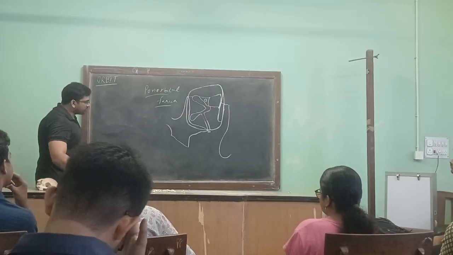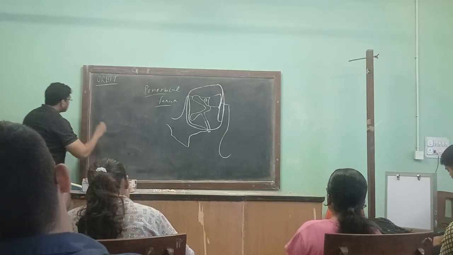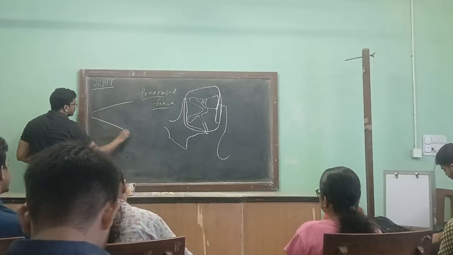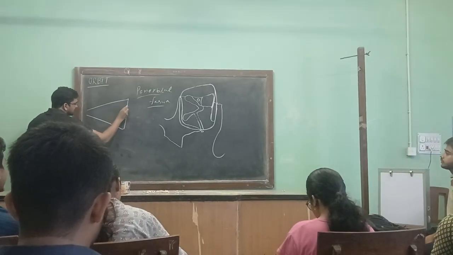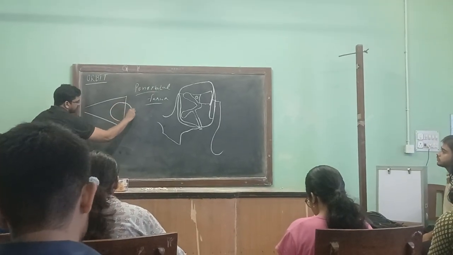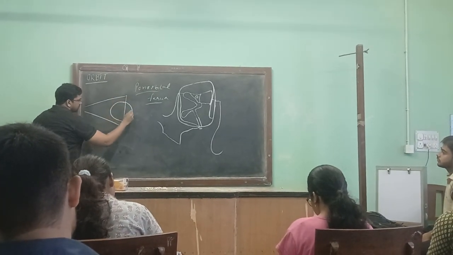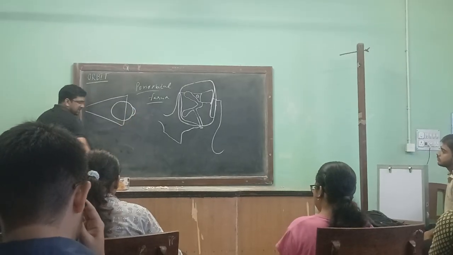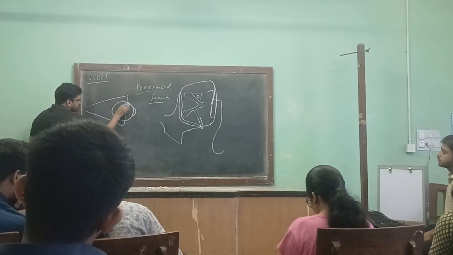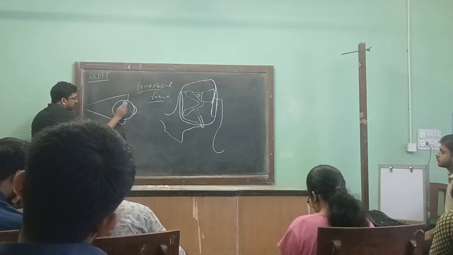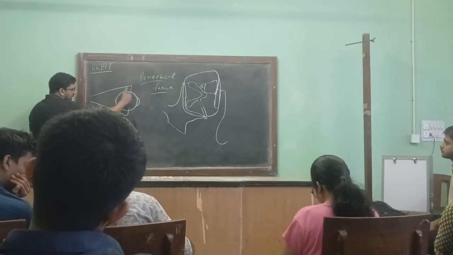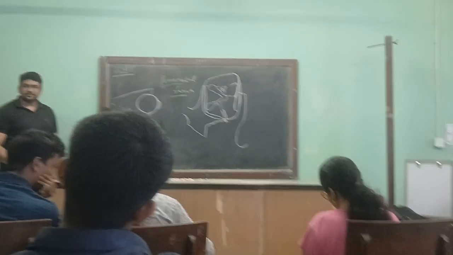So first of all, the orbit. I have already told you, this is the orbit over here. The eyeball will be lying at which part? Anterior third of the, what is this? Orbit over here. And this is the eyeball. So by this you can understand the anterior aspect of the eyeball is even beyond the margins of the orbit over here. Getting it or not?